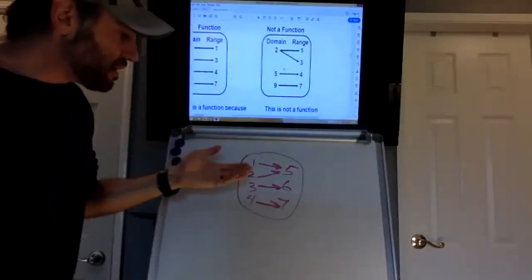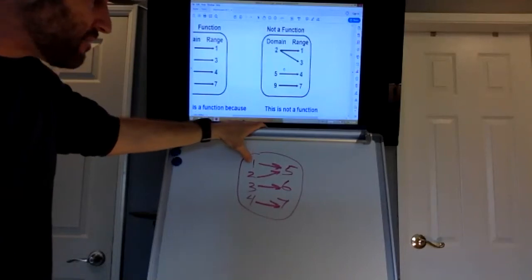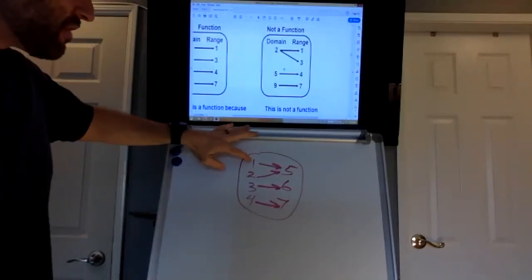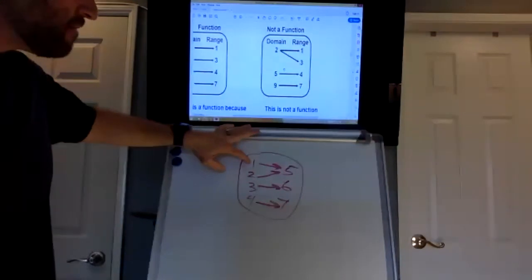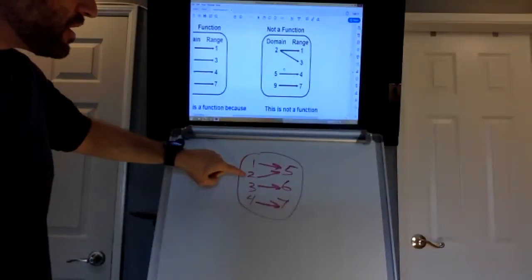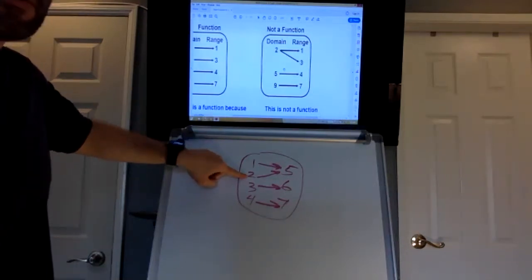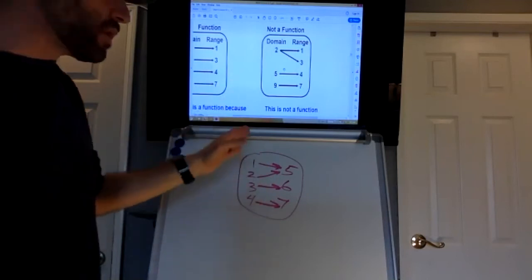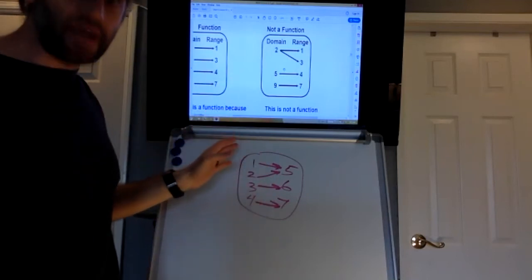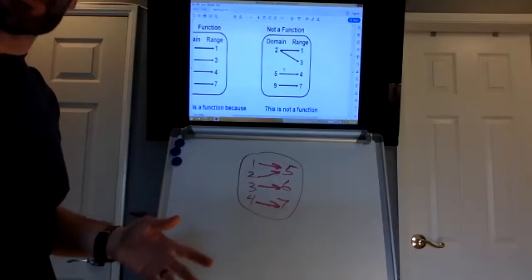It's a 50-50 chance. Here, if I put in a 1, what am I going to get? 5. Is there anything else I can get when I put in a 1? No. If I put in a 2, what am I going to get? 5. Is there anything else I can get if I put in a 2? No. So this one is a function. This one maintains predictability, so it functions.